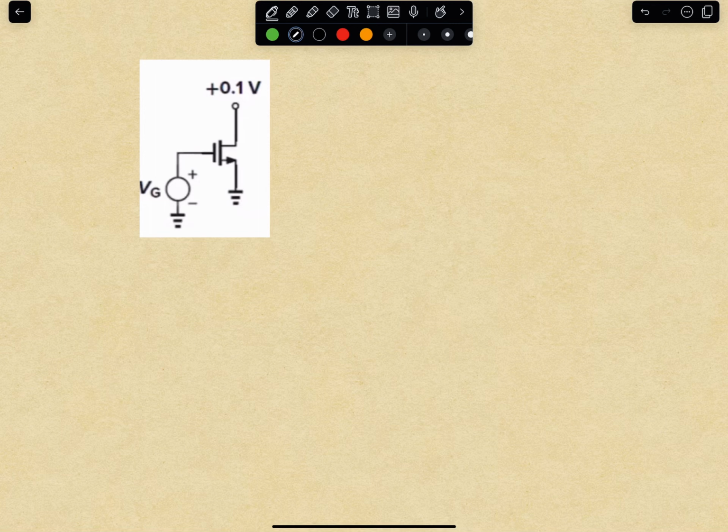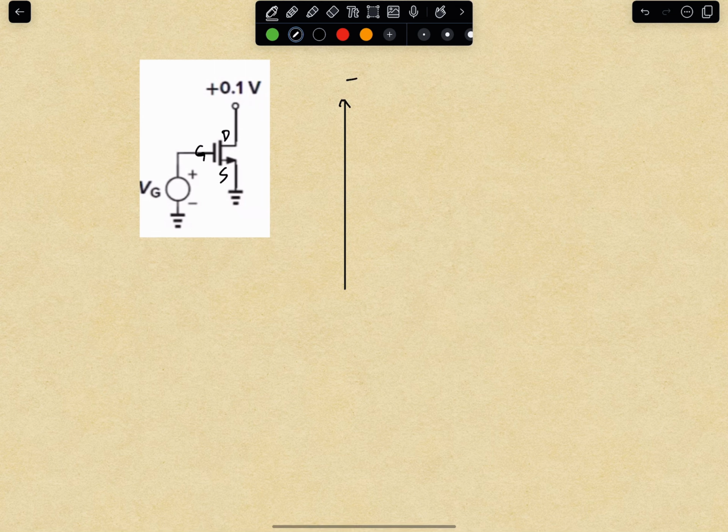Hello everyone, today we'll talk about the IV characteristic of the MOSFET, in this case an NMOS, and how the gate voltage controls the transistor current from the drain to source. Let's see how it works. There are several phases to it, so we can draw the IV curve.